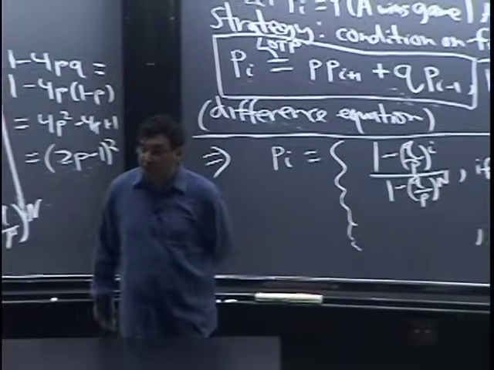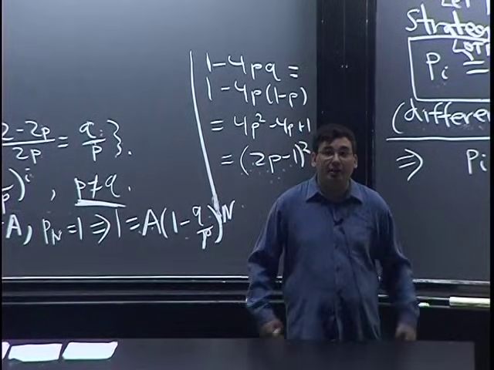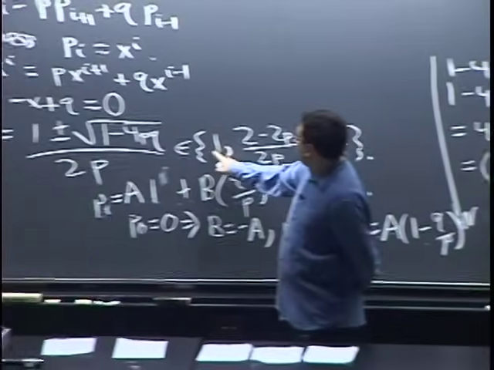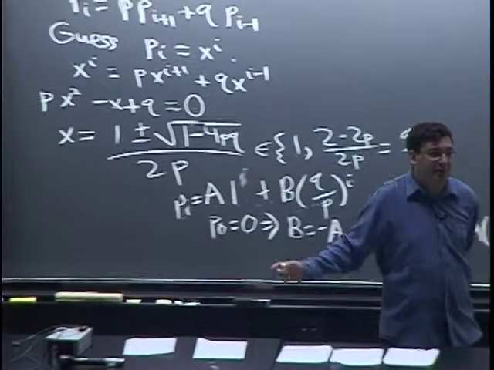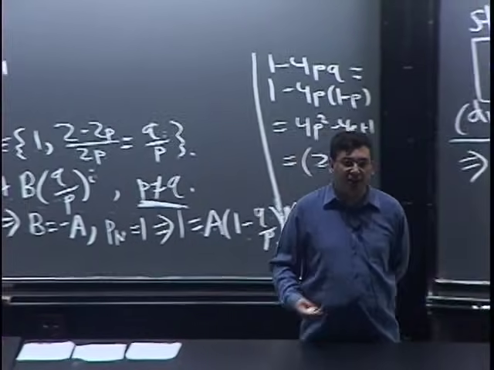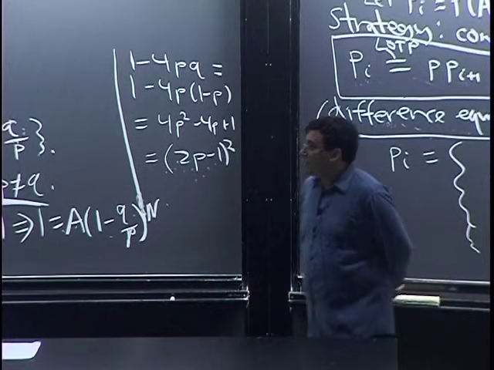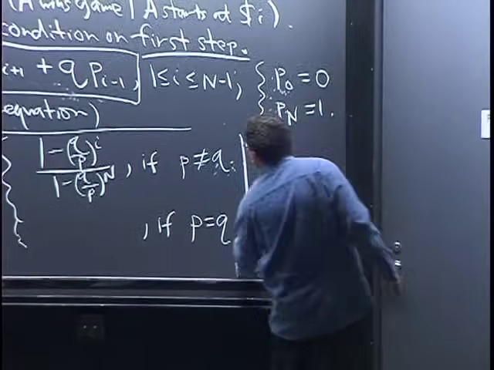If P equals Q, that means that the game is just one half each time. In that case, there's only one root here, which is 1, and it has multiplicity 2, and the theory of difference equations gets a little bit more complicated. We have to account for that somehow. So I think an easier way to think of it would just be to take a limit, okay?